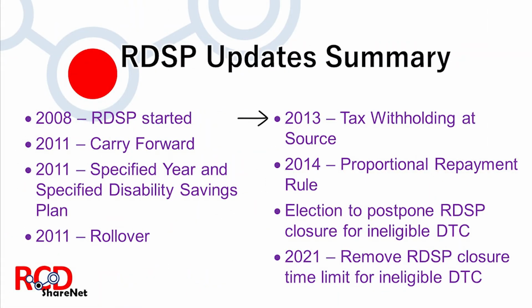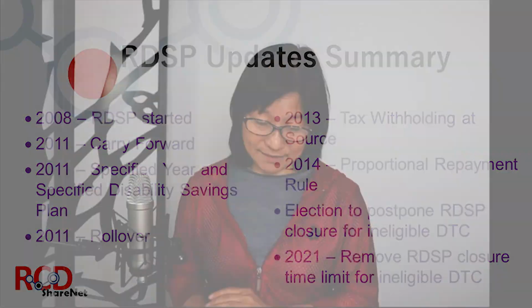And then we continue with the updates of the RDSP after talking about the rollover. In 2013, people started looking at taking some money out of the RDSP, so the government introduced tax withholding at source. What does that mean? When you withdraw from the RDSP, the money coming out, including the gain, the rollover amount, the grants and the bonds, is taxable. So if your payment includes all this, then those are taxable.